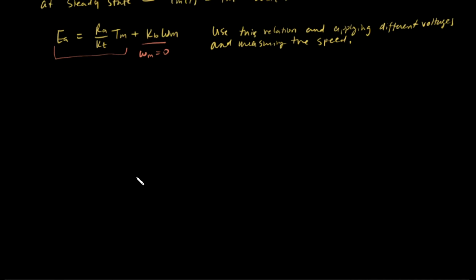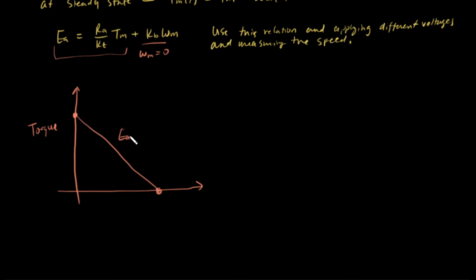And what this looks like graphically is we have on this axis the torque, and on this axis the speed. So for a given voltage, this might be EA1, and at this point right here, where the speed is zero, this is what we call our stall torque.